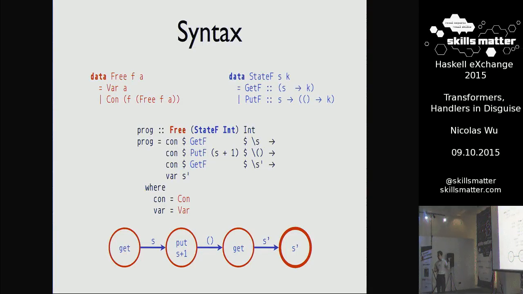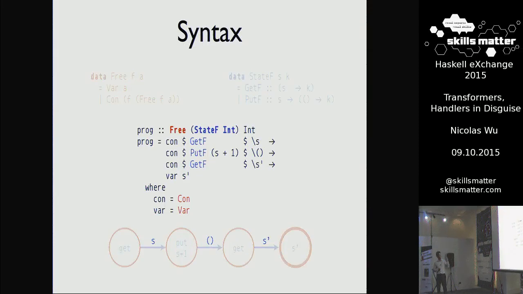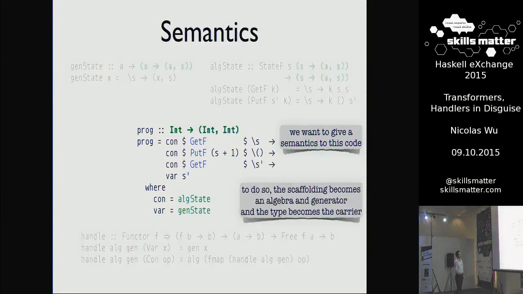And there's a reason for doing this, right? Because if we just focus on this one expression, if we want to give a meaning to this tree, so this is a syntax tree, what are we going to do? We're going to replace all of the variables with some kind of value in the semantic domain, and we're going to replace all of the cons with something that takes the node that we're dealing with and translates that into the semantic domain. So we want to give a semantics to this code, and what we do is we replace this con and var here with an algebra and a generator instead.